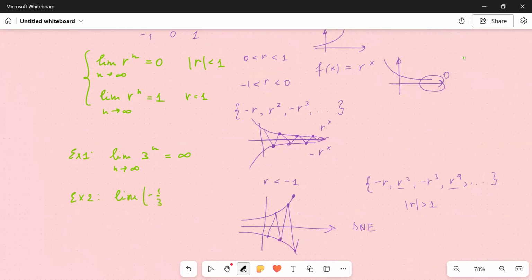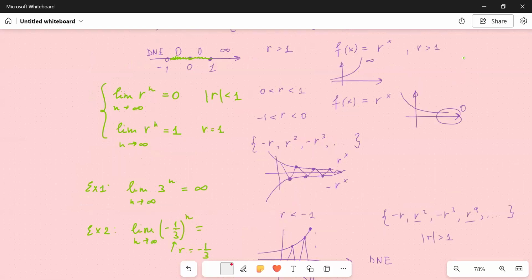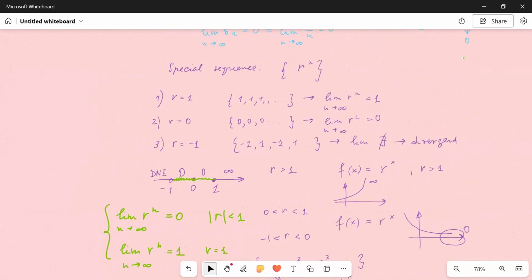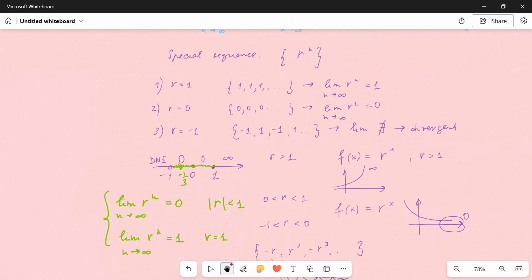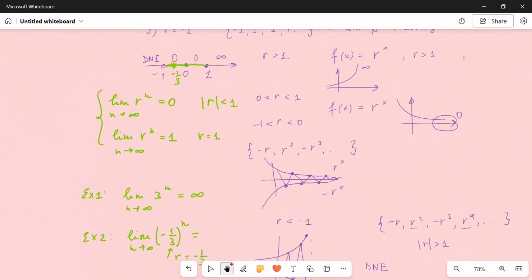What is going to be the limit of (-1/3) to the power of n as n goes to infinity? Where is r? This is r. My r equals -1/3. -1/3 sits over here somewhere, and it's within the interval which brings me to 0. So the limit is going to be equal to 0.